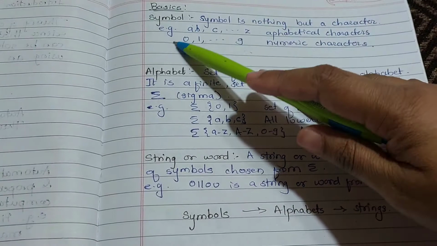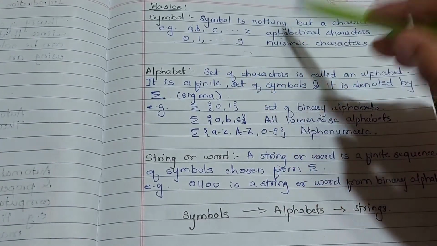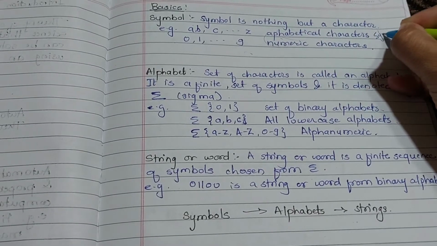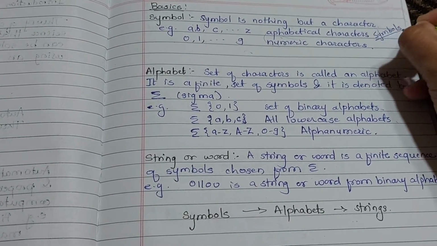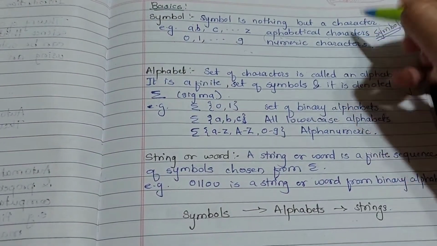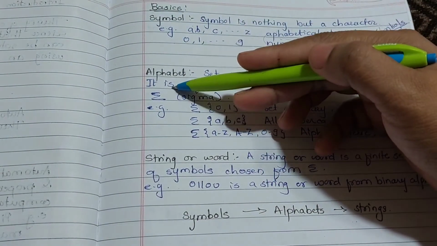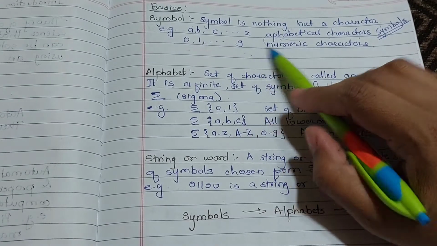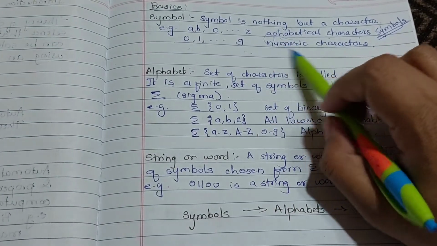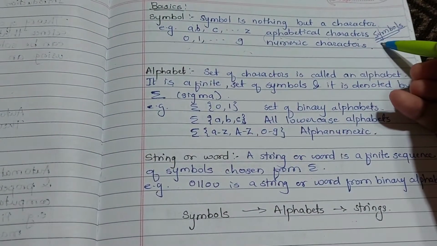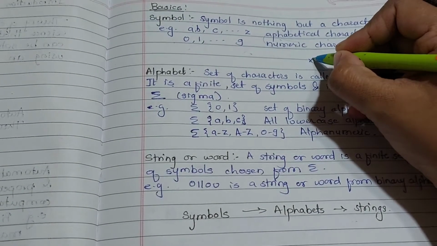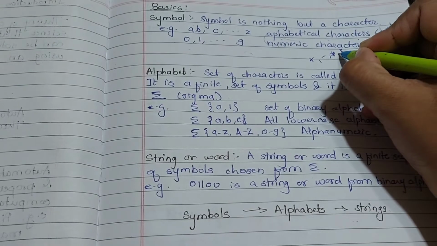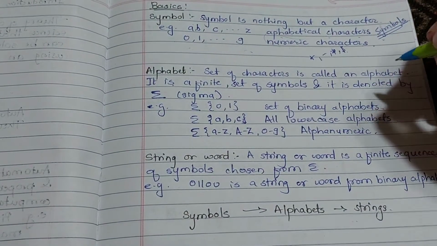Check the example. A, B, C up to Z, we can say these are alphabetical characters, or you can say symbols. You cannot say alphabets here, because later on we're going to discuss what an alphabet is. Next, 0, 1 up to 9. We can say these are numeric characters or numerical symbols. We can have special characters also, like plus, minus, star, dollar. We can say these are special character symbols.